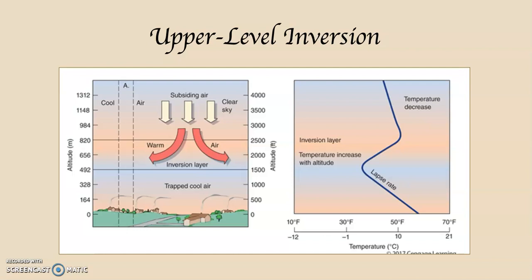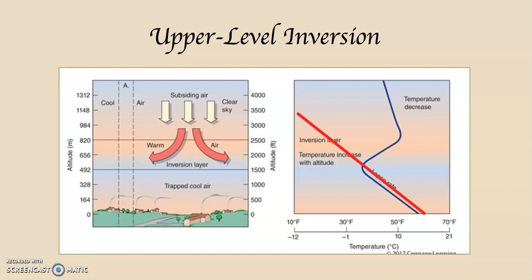Remember what I just told you? Warm air wants to rise, cold air wants to subside. However, that warm air can't rise because there's air above it shoving it downwards. And it can't go down any closer to the ground because there's cool air there, and it does not want to go down below cool air. Warm air doesn't want to do that. This is what sets up the inversion layer when you have an upper level inversion.